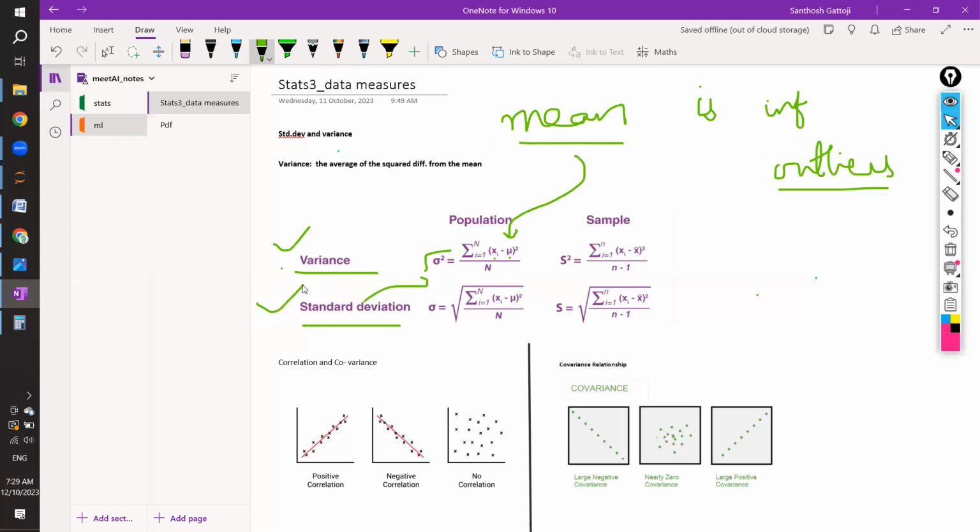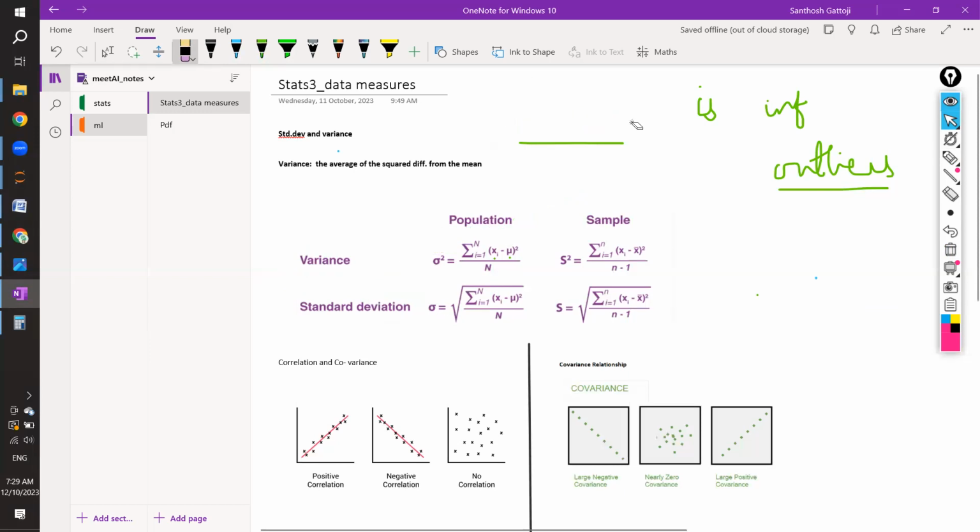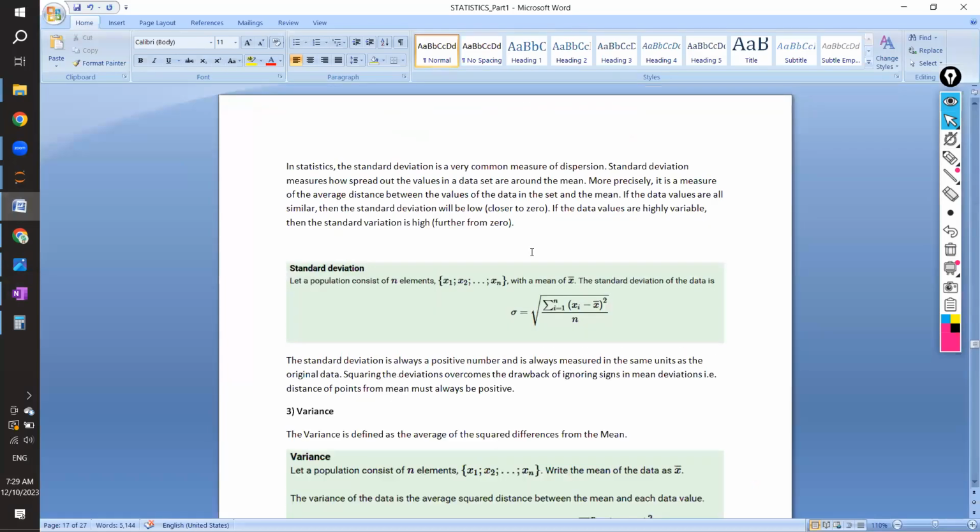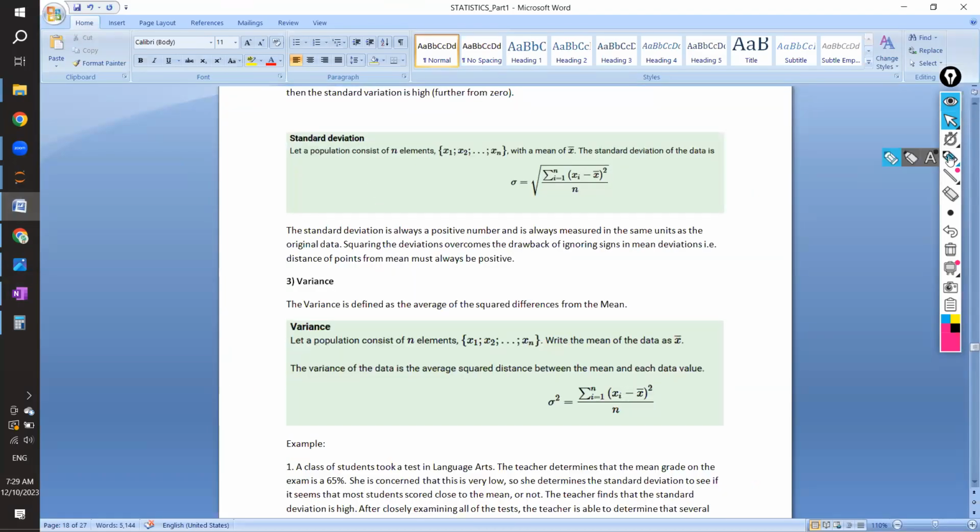So first you should properly understand the data, whether the data is free of outliers or not. As you can see, the standard deviation and variance are completely dependent on this mean. So if this is affected, everything will get affected. That's the point I would like to mention here. Same thing: standard deviation formula we have seen, variance formula we have seen. Same formula, nothing different.